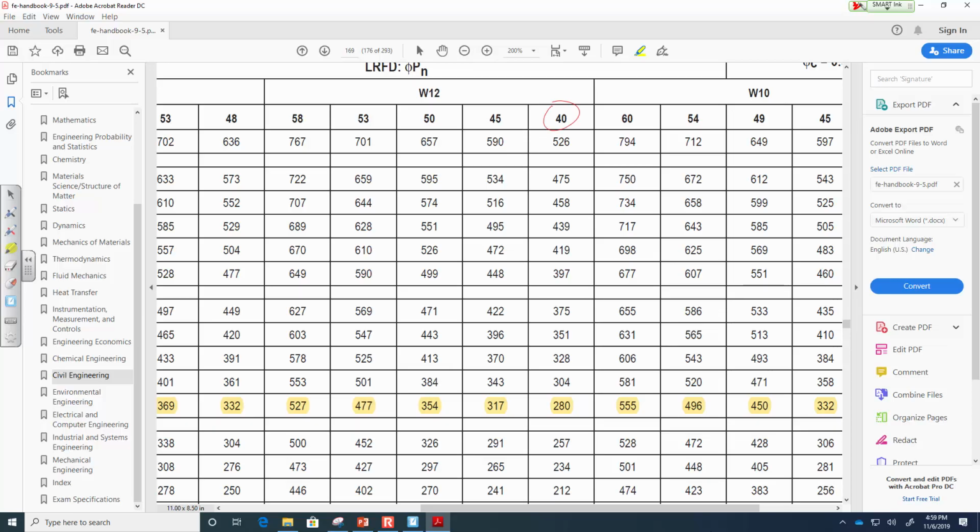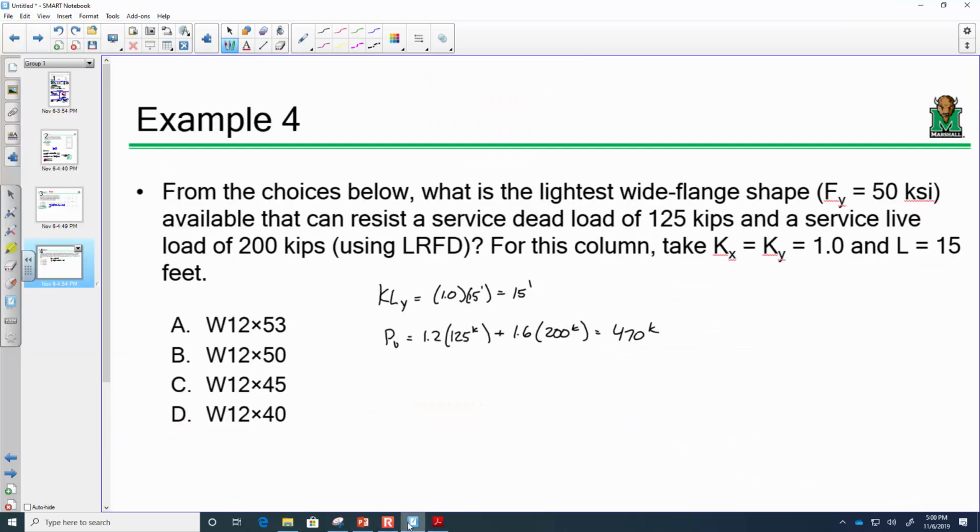Does the W12 by 40 work? It has a capacity of 280. What about the 45? What about the 50? What about the 53? There we go, because it has a capacity of 477, and the load is 470. So what is the answer to this problem? It's A. It's actually the heaviest section because it's the only one that has a capacity of 470 kips at a length of 15 feet.